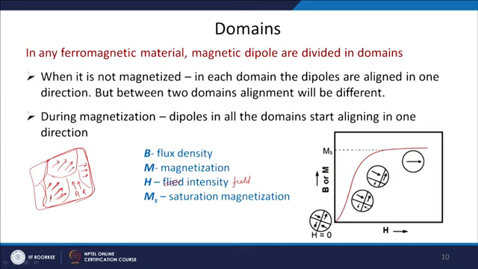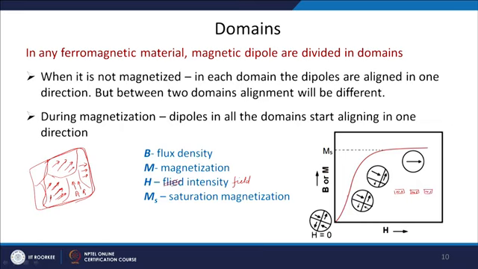So you can see that slowly the domains are starting to change. Some domains are disappearing, and as H is increasing, B is increasing, you reach a saturation point when all the domains have disappeared, and throughout the material you have only one alignment of dipoles, which is in this direction. As I told you, in all the cases the alignment is the same, north south, north south, north south, and so on.